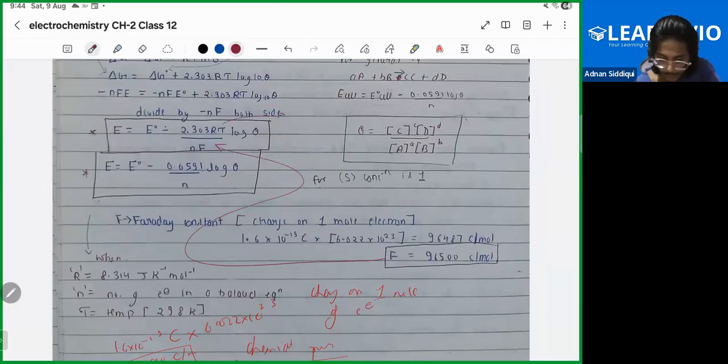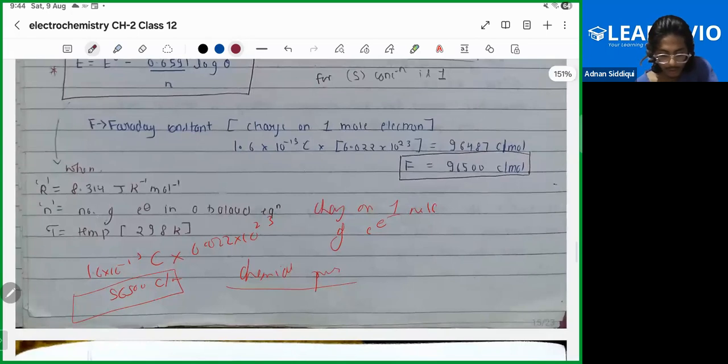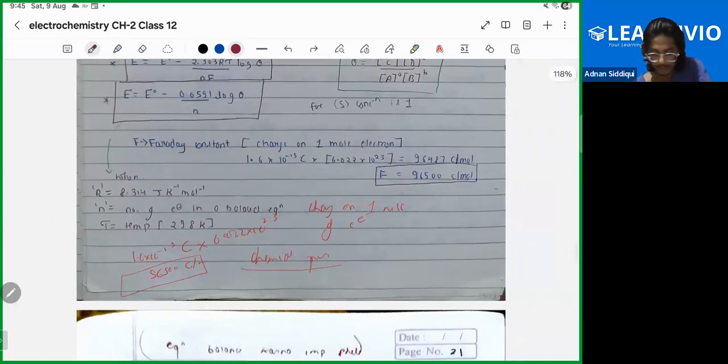So basically, if you put this value here, and for temperature you put 298 Kelvin, and for the gas constant you take its constant value, then after solving this you are going to get this thing only. R is 8.314. N, what is N? N is the number of electrons in the balanced chemical equation. And the standard temperature is 298 Kelvin. Is it making sense?